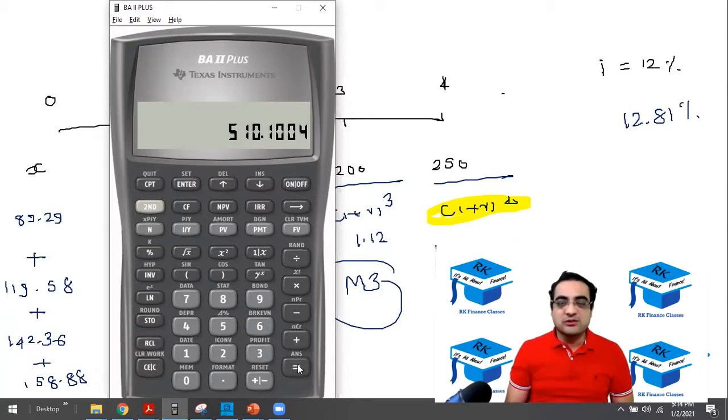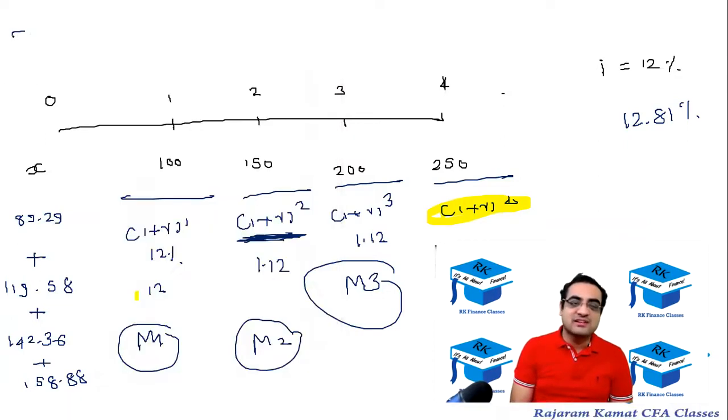So if you want your son to have a proper education, you should have 510,000 rupees in the account so that he'll be in a position to withdraw this 100, 150, 200, 250 properly.